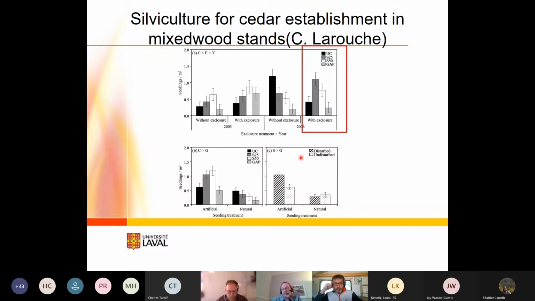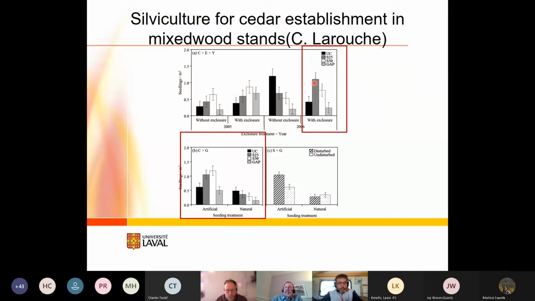But if you look at this region here, you see that we had an uncut control. We had a 25% basal area removal, 50% basal area removal, and 625 square meter gap. And you see that the best establishment after 2 years was in the light selection cut, which removed only 25% of the basal area.